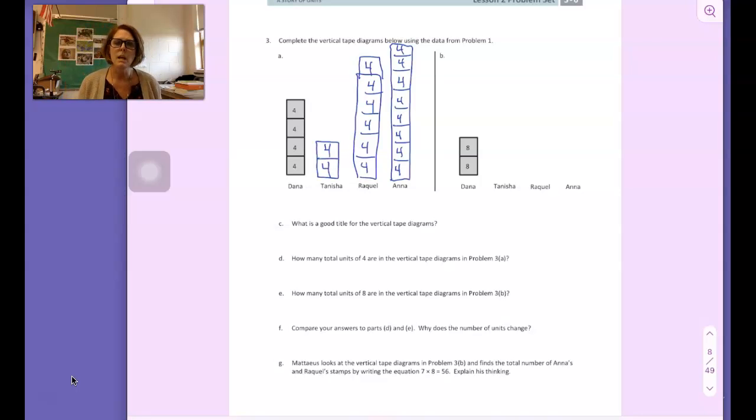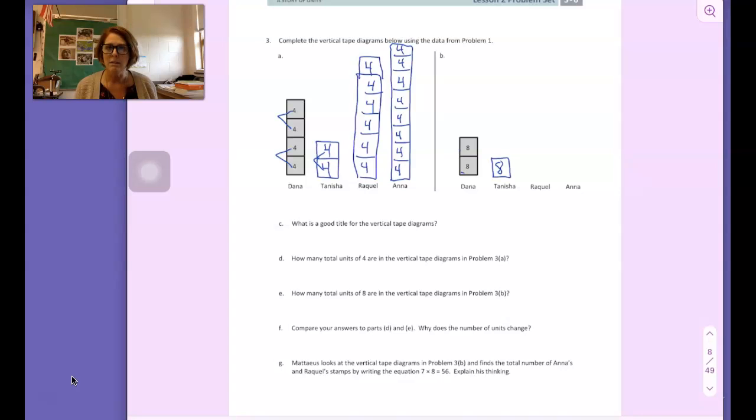Now let's take a look at letter B. Letter B, it shows Dana has 2 groups of 8. How did they get those 2 groups of 8? What did they do? They combined groups of 4 from the original tape diagram to make 2 groups of 8. So if we do that for Tanisha, if we combine 2 groups of 4, she's just going to have 1 box on her tape diagram with 8 stamps in that box.